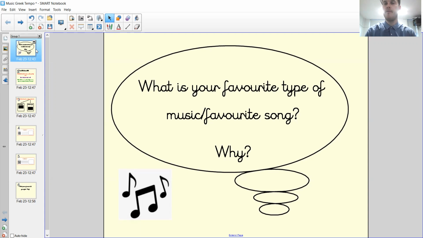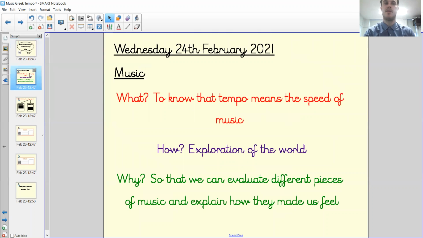Okay, fantastic. Well, hopefully you've had a bit of a chance to do that and it's got you thinking. Music makes us feel certain ways as well. So you might like a piece of music because it makes you feel a certain way. I know that I'm a big fan of music. It helps me relax. I like to listen to it to unwind. Okay, music can do lots for our emotions. And that's sort of what we're going to be looking at today.